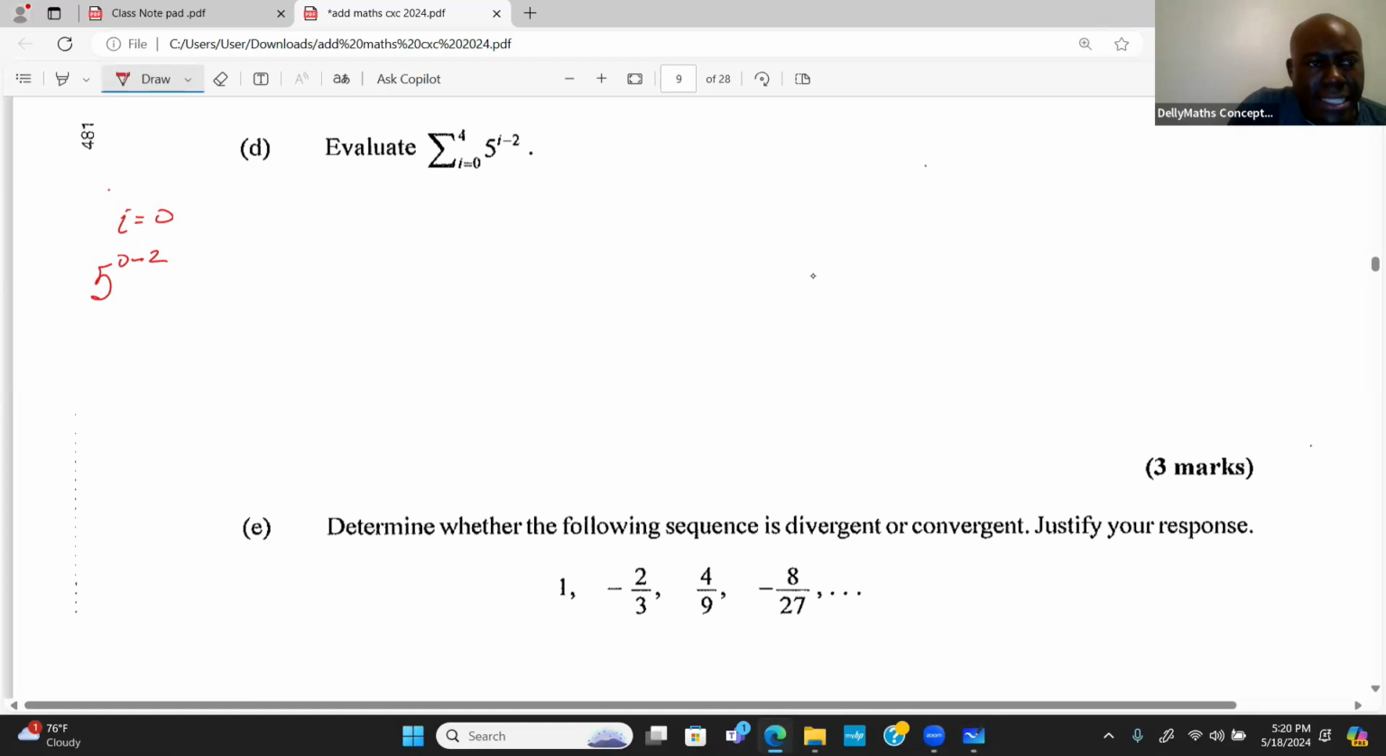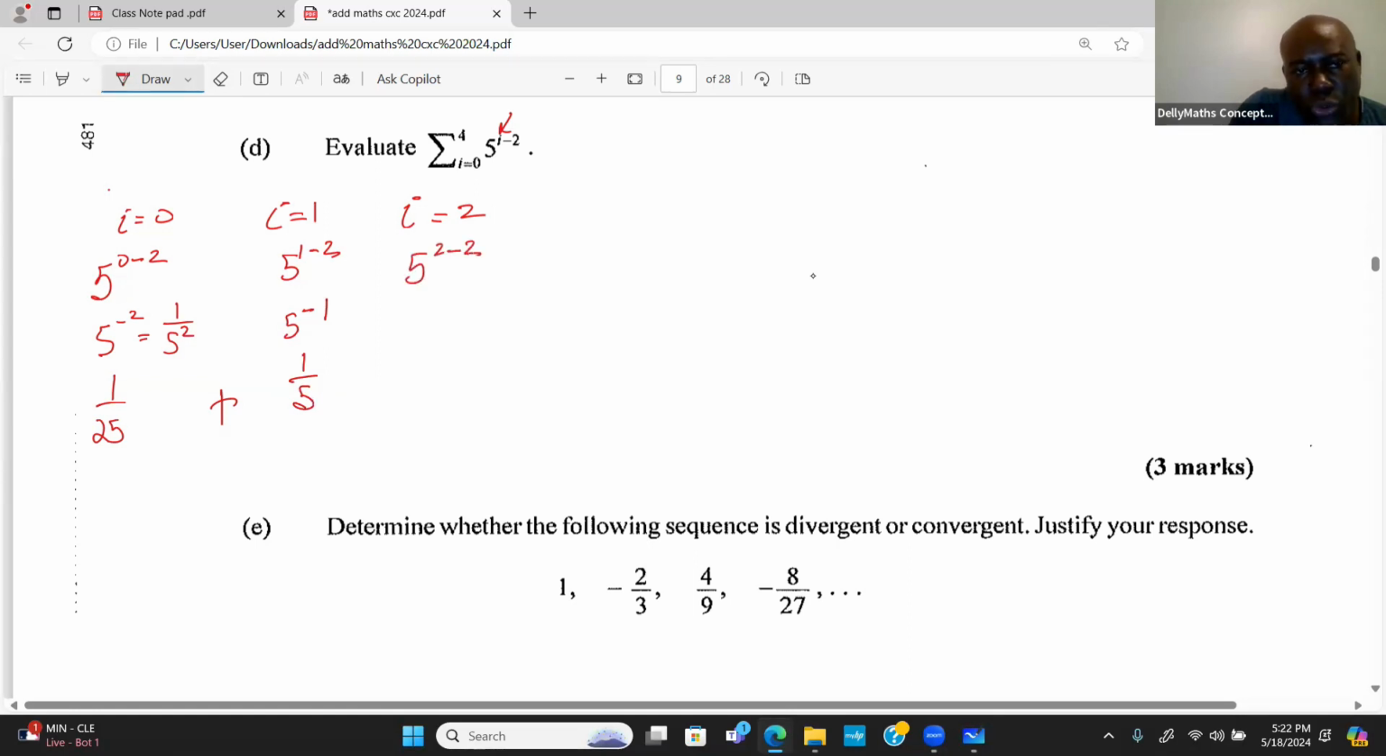So technically, this is going to be 5 to the negative 2. And 5 to the negative 2 really means 1 over 5 squared, which is 1 over 25. The next one, so I actually jumped the gun. This is 2 minus 2, so we have 5 raised to the 0. 5 raised to the 0 is positive 1. And then we're going where i is equal to 3. So we have 5 to 3 minus 1.